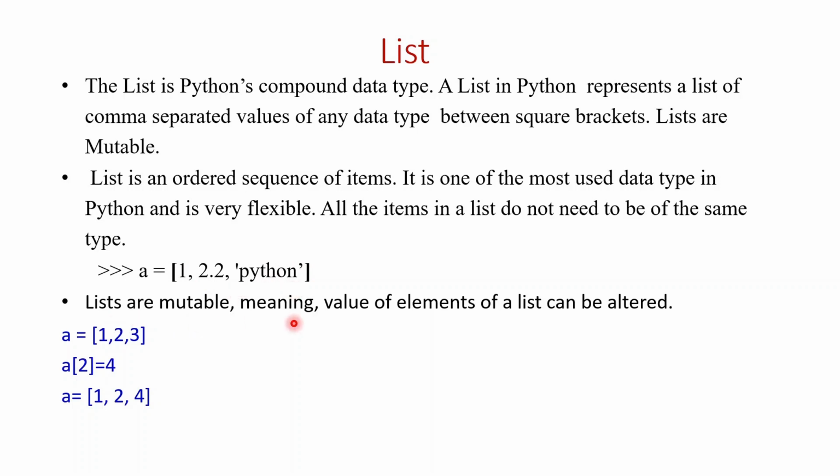So lists are mutable, meaning the value of the elements of the list can be altered, so we can change the value of the list. Suppose I have declared one more list, A is equal to, inside the square brackets, 1 comma 2 comma 3. We can change the value, that is A of 2 is equal to 4. So this 3 will be replaced by the 4. So the current list will become A is equal to, in square brackets, 1 comma 2 comma 4. In that way lists are mutable, meaning we can change the value of the list.